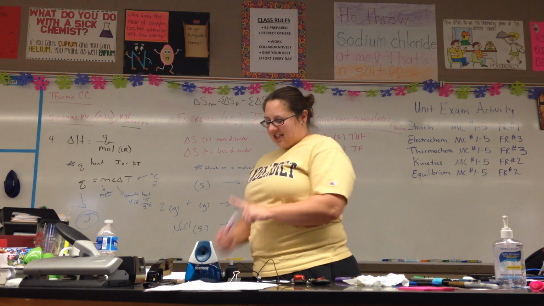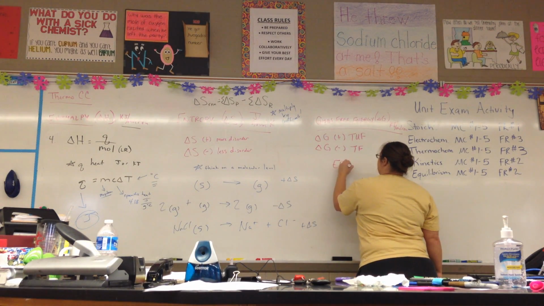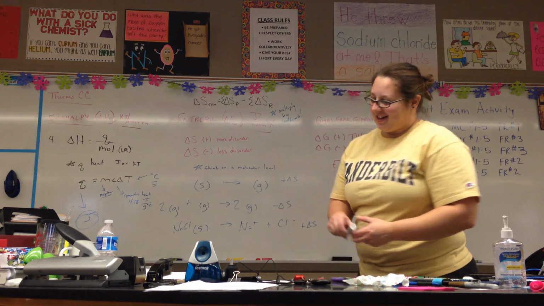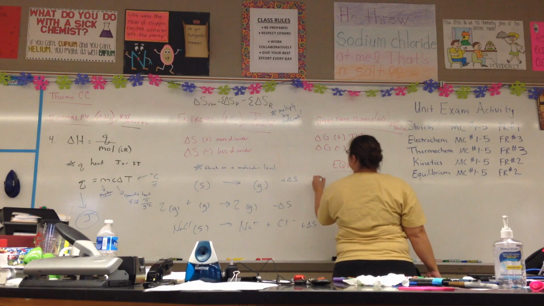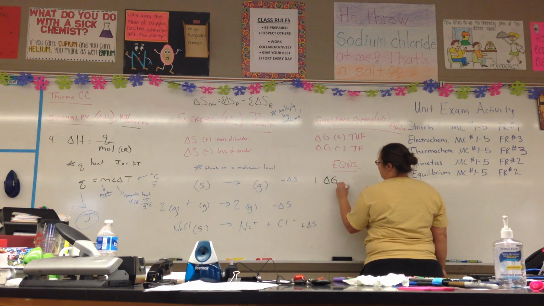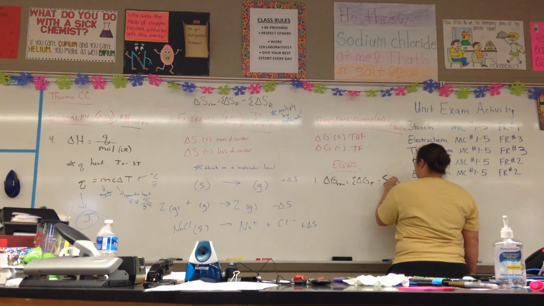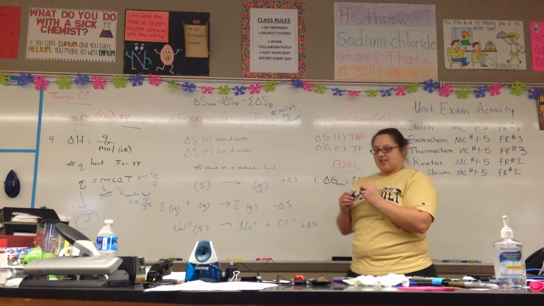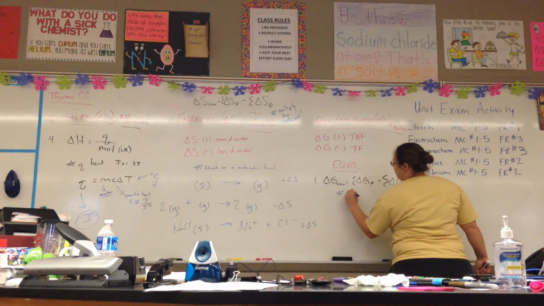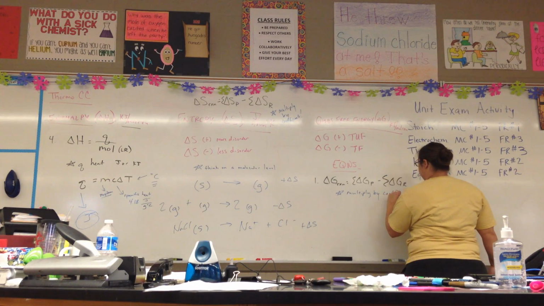So the equations for delta G. First is the granddaddy, the Big Mama equation: delta G of the reaction equals the sum of delta G of the products minus the sum of delta G of the reactants. Again, just like here, multiply by coefficients.